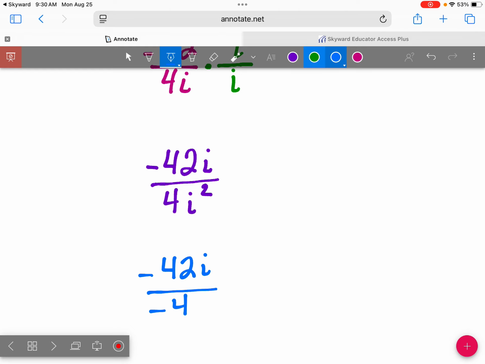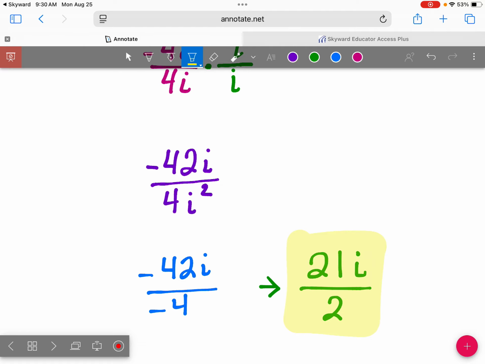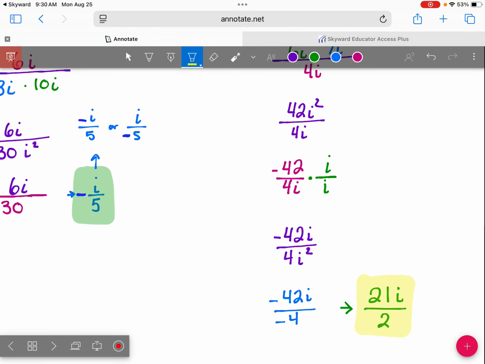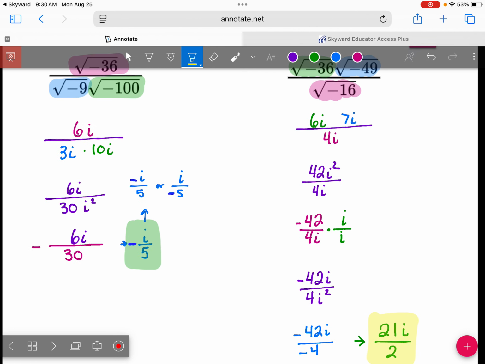Is there anything else we can simplify? They're both divisible by 2. So we're going to wind up here with 21i over 2 as our best answer. So sometimes we won't have to rationalize if we do not wind up with an i in our denominator. Sometimes we will.